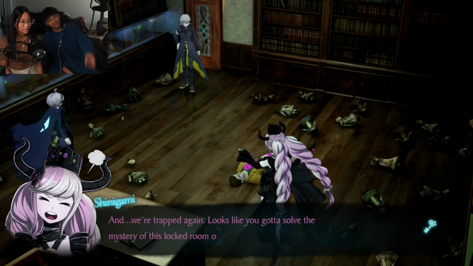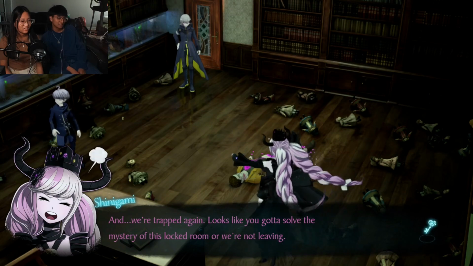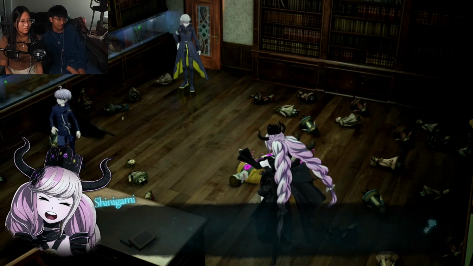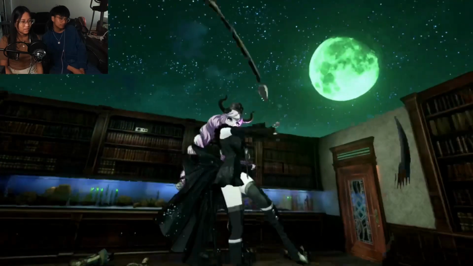Yeah, I think he was trapped again. We're gonna solve the mystery of this locked room, we're not leaving. I think he was hung, and then they laid him down, and then they nailed his legs to the ground. That's what I think. They tried to nail him to the wall like the first one.